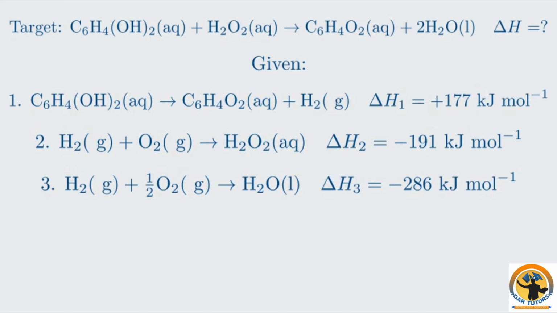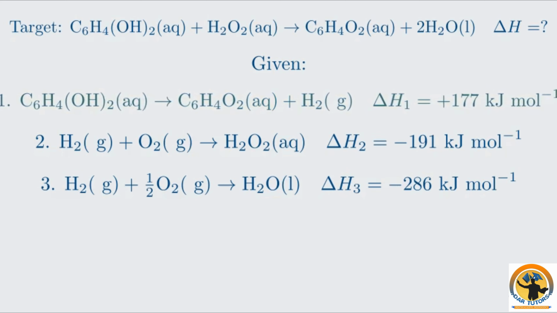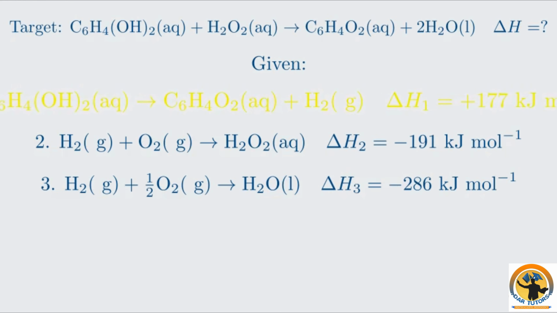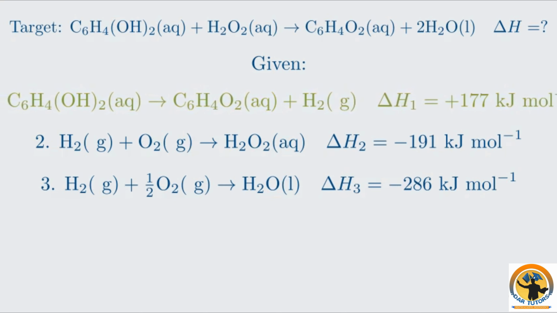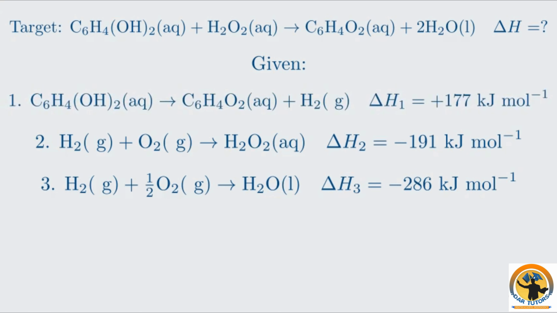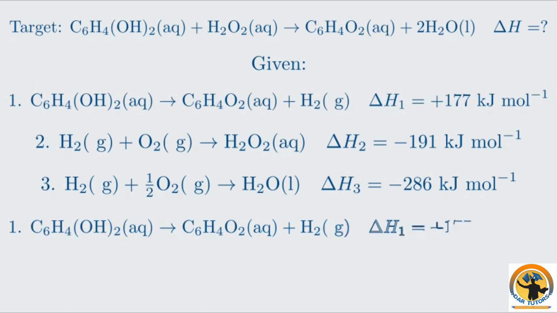Let's find each component of our target equation in the given reactions. Hydroquinone, C6H4(OH)2, is on the reactant side of our target and also in reaction 1. Quinone, C6H4O2, is on the product side of our target and also in reaction 1. So, we will use reaction 1 as is. Reaction 1 is used without any changes.